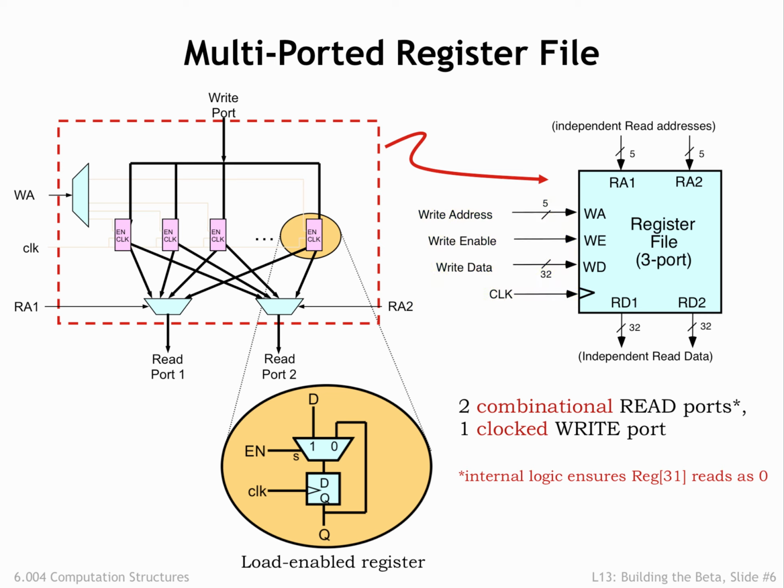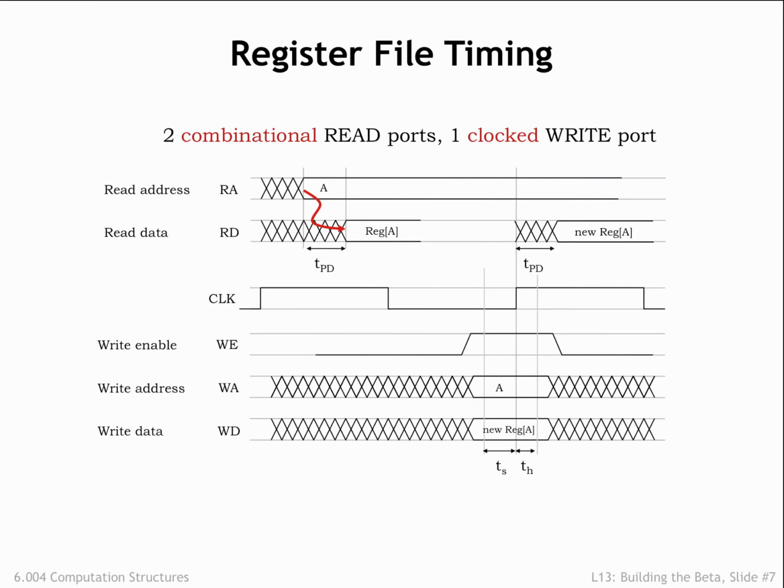Note that in the Beta ISA, reading from register address 31 should always produce a 0 value. The register file has internal logic to ensure that happens. Here's a timing diagram that shows the register file in operation. To read a value from the register file, supply a stable address input, RA, on one of the read ports. After the register file's propagation delay, the value of the selected register will appear on the corresponding read data port, RD. Not surprisingly, the register file write operation is very similar to writing an ordinary D register.